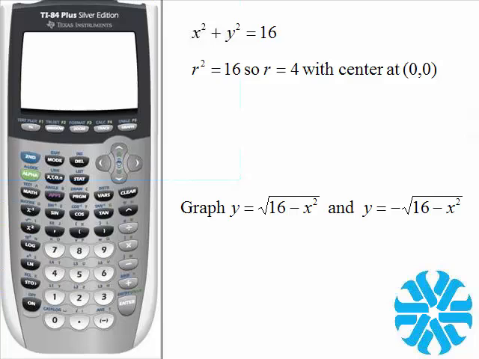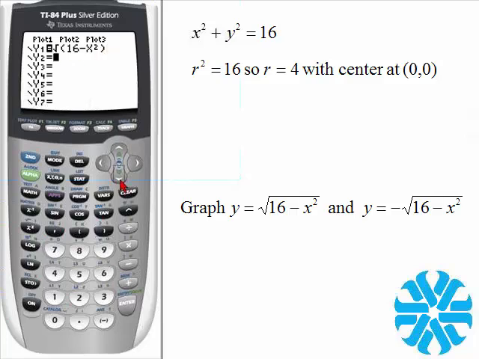So let's do that. We're going to go into the graphing mode, so we hit y equals, and we're going to put in the top half of the circle. So that is the square root, so we hit second function, square root, and then 16 minus x squared. And then we close the radicand. Okay, so this will be the top half of the circle.